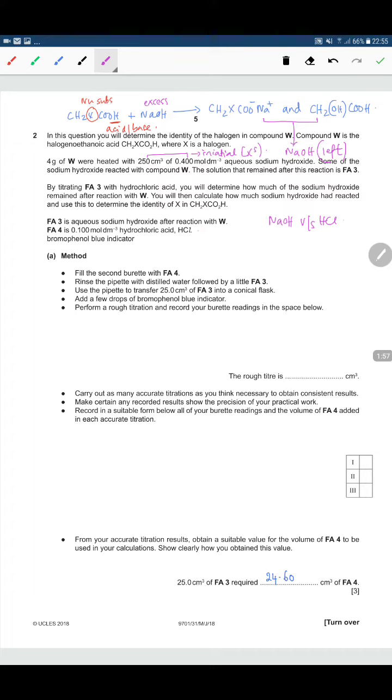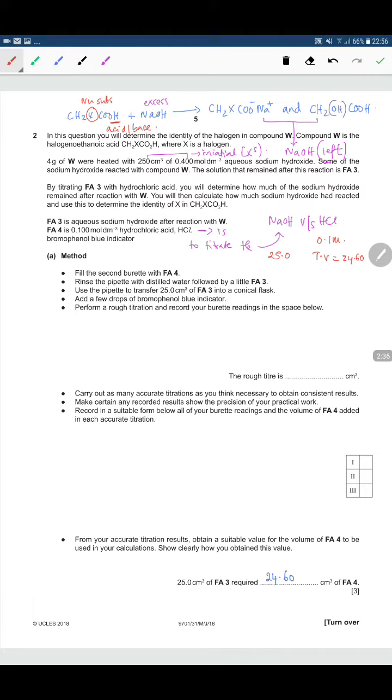The acid that you are titrating the leftover sodium hydroxide with is 0.1 molar. So this HCl is to titrate the leftover sodium hydroxide. If I were to plug it in, I have 0.1 molar HCl reacting with sodium hydroxide. For the titration, we're using 25 centimeter cube of this, and we are titrating with a titre value of HCl, which I'm taking roughly as 24.60 centimeter cube. So let us look at the calculation part now.